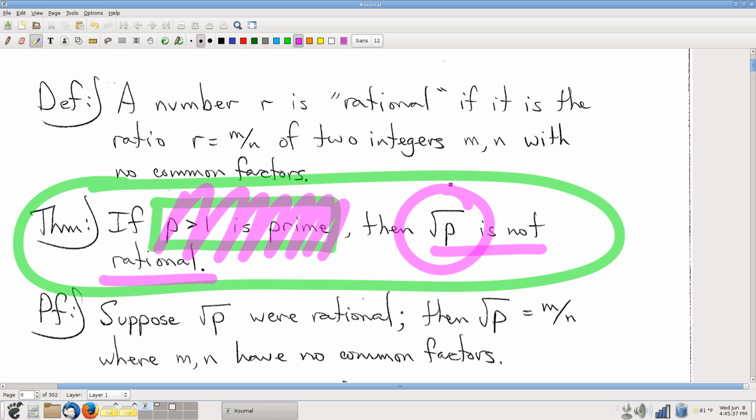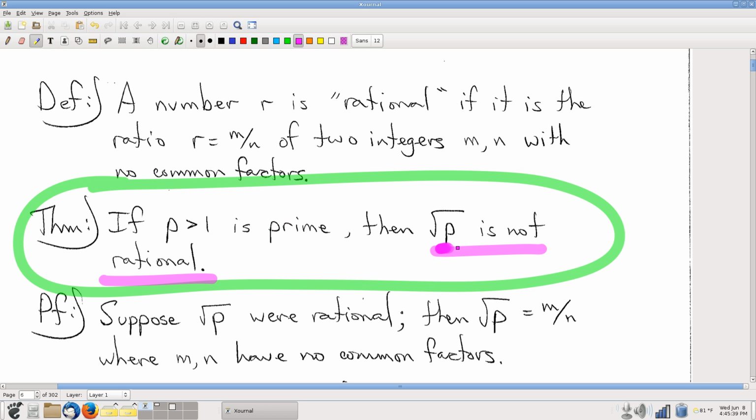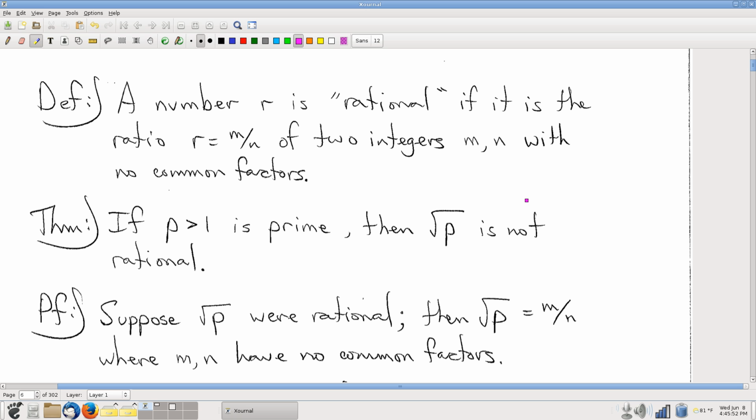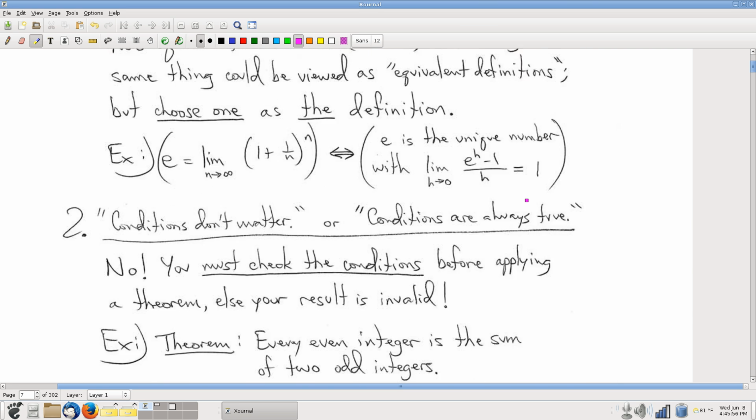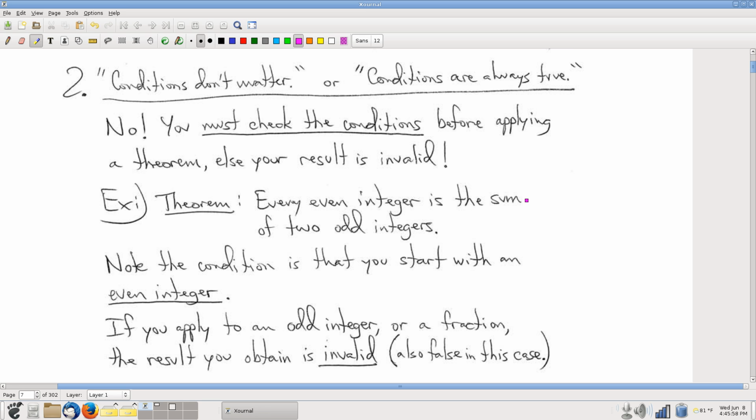So it's important to realize you only get to use a theorem, you only get to cite the result of the theorem, if, in fact, you have checked the conditions. There might be more than one. But you do have to check those conditions, and only if those conditions are satisfied do you get to use the theorem. Okay, and here's another sillier condition example down here.